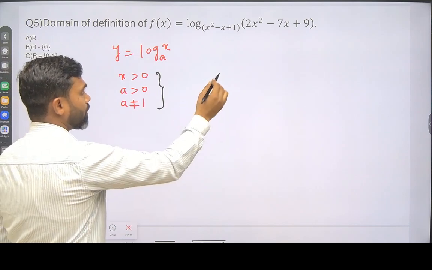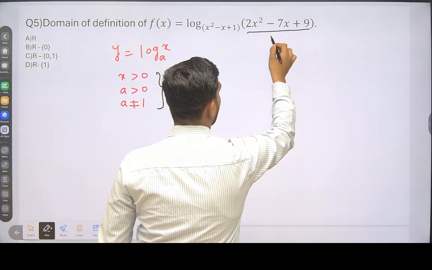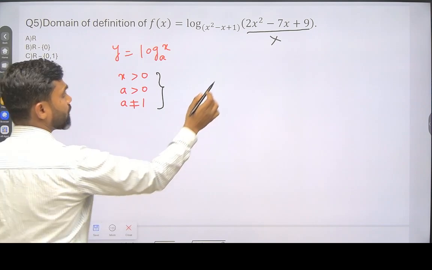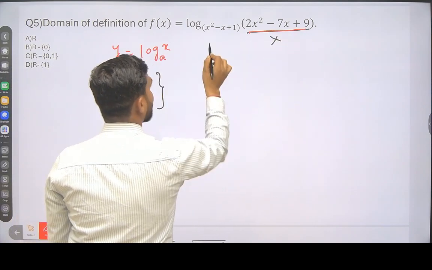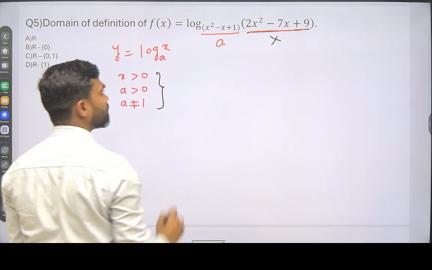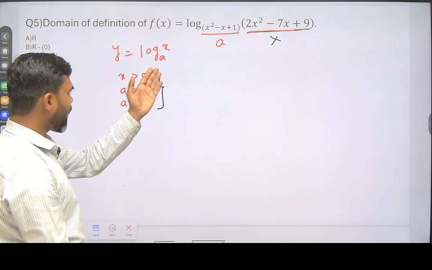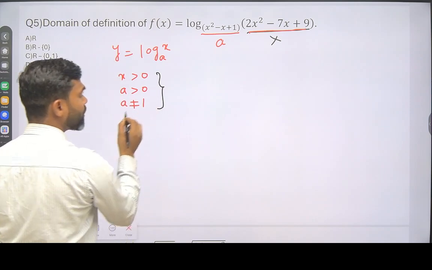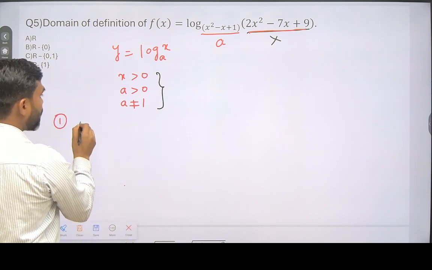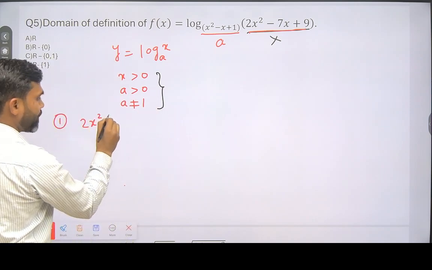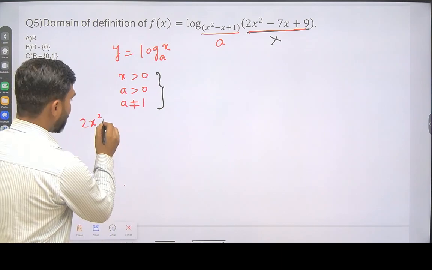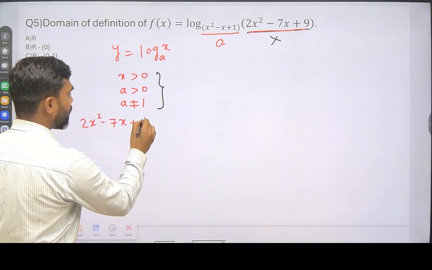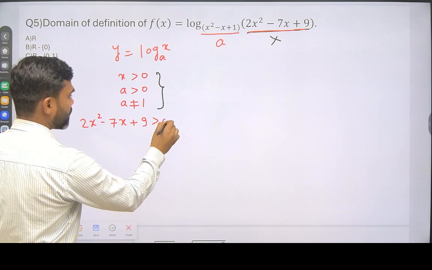Now see, this is what our x is here, and this is a. So let us apply all these 3 conditions. So what we have to do? First condition, 2x square minus 7x plus 9 greater than 0.